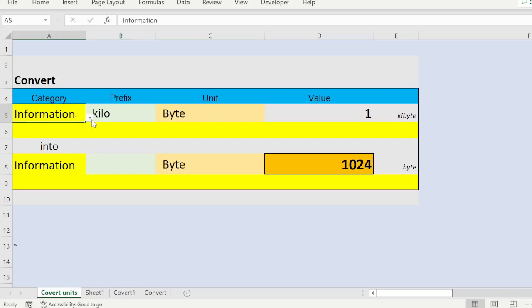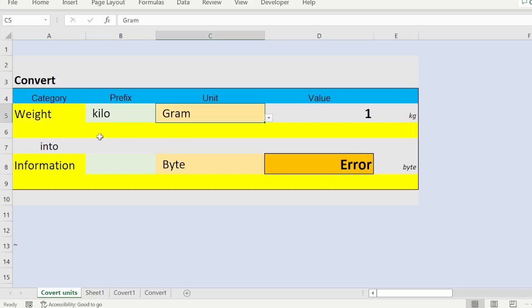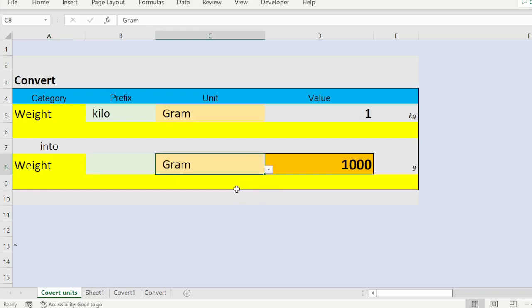Not only that, you can see the categories: area, distance, energy, force, information, magnetism, power, pressure, speed, volume, weight. Even the weight, you can see, kilogram: 1 kilogram equal to... See, if the categories are different, then you'll get an error. You must use the same category. Kilogram equal to how many gram? 1000 gram, or I say centigram, see, 100,000 centigram. So this sheet which we created, you can just download it.